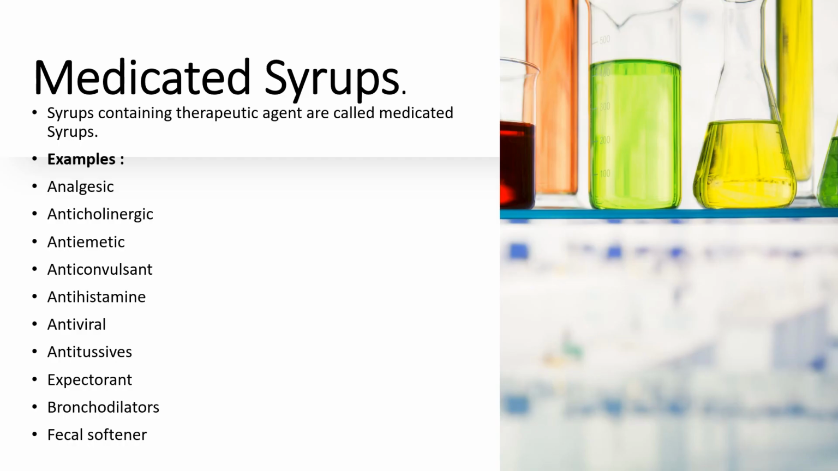So the third and most important type of syrups is medicated syrups that contain the therapeutic agent or medicinal substances. Examples of these syrups include analgesics, anticholinergic, antiemetic, anticonvulsant, antihistamines, antiviral, antitussives, expectorants, bronchodilators, and fecal softeners.